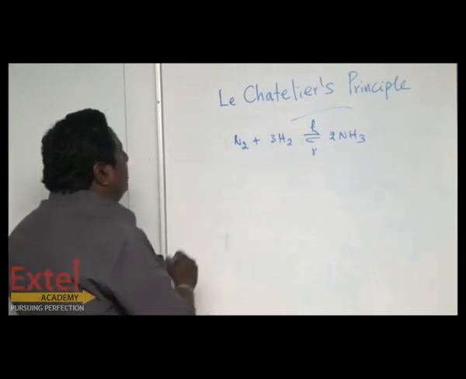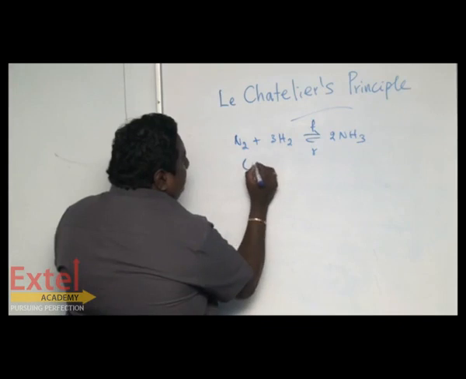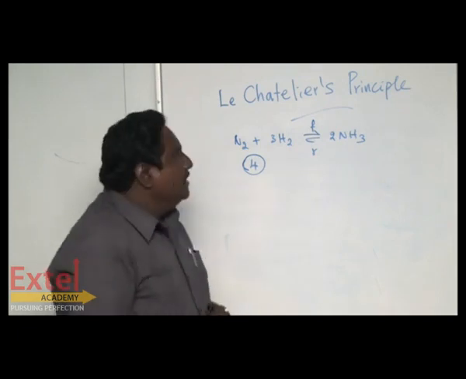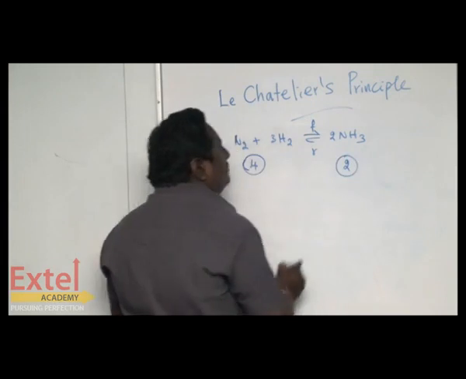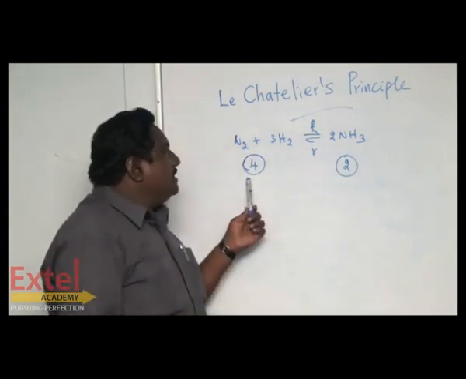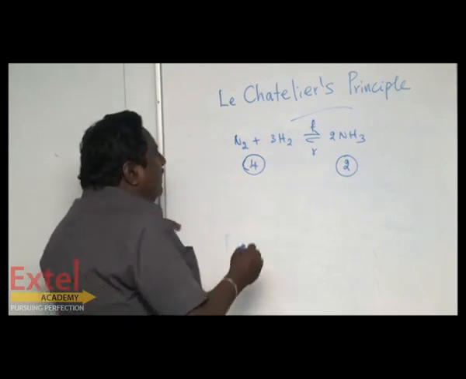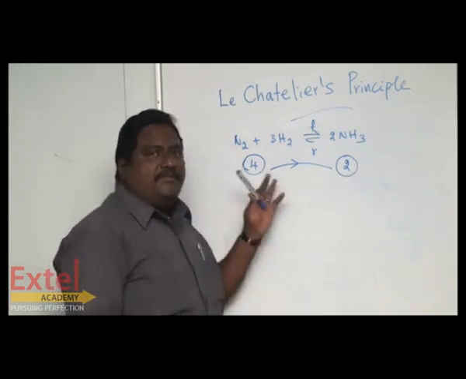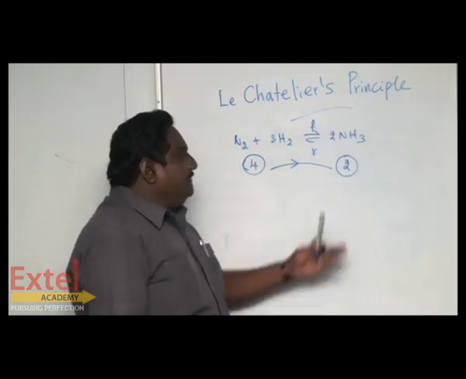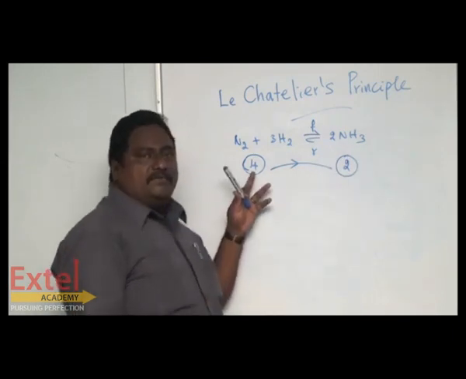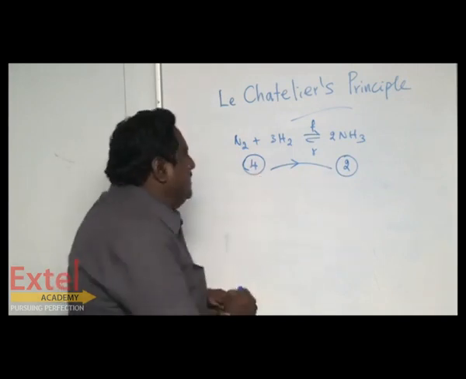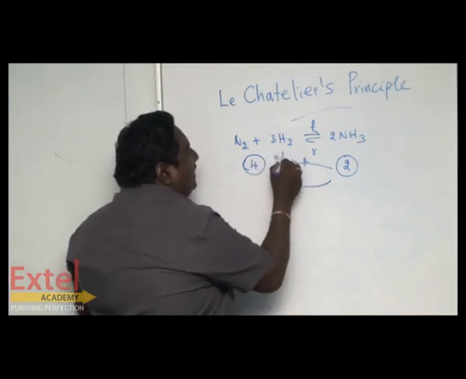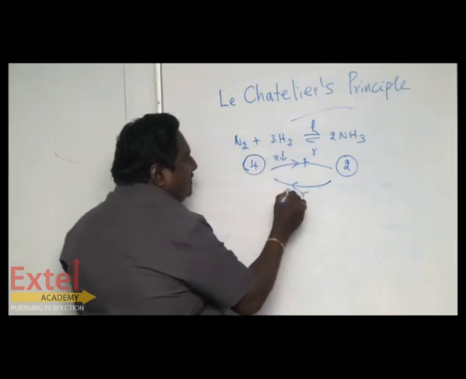Suppose, look here. Initially, 1 plus 3, 4 moles are there. Initially, how many moles? 4 moles. Product, how many moles are there? 2 moles. Initially 4 moles, finally 2 moles. If you move in the forward direction, 4 moles become 2 moles. That is, in the forward reaction, the number of moles decreases. If you move in the reverse way, 2 moles become 4 moles. The number of moles increases. So in the forward reaction, the number of moles decreases. In the reverse reaction, the number of moles increases.